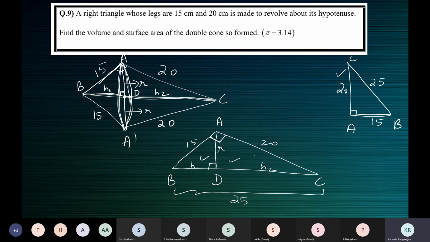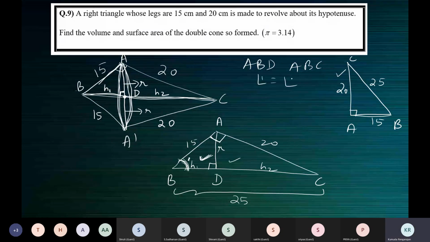I'm going to choose this little triangle, the small triangle ABD, and the whole triangle ABC, and show that they are similar. How? In ABD, we have this angle. In ABC also we have the same angle. So angle 1 is common to both the triangles.